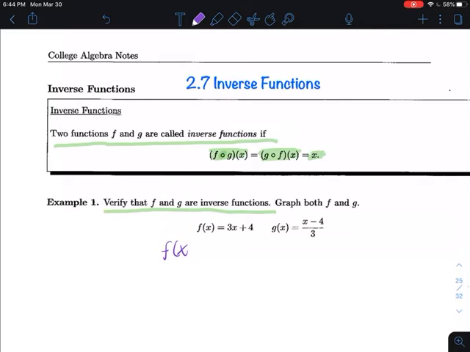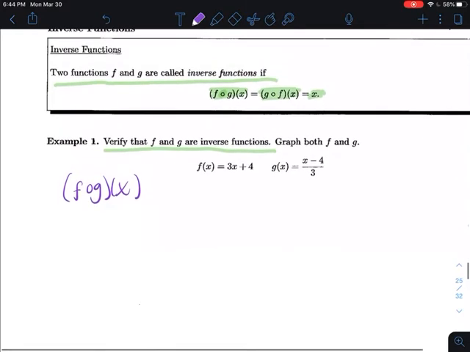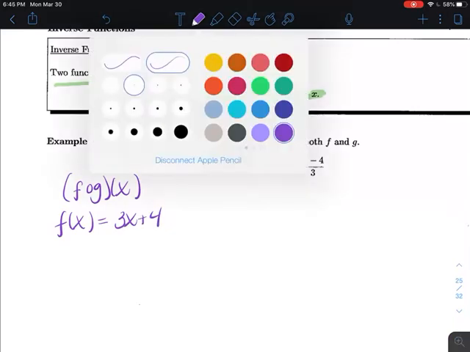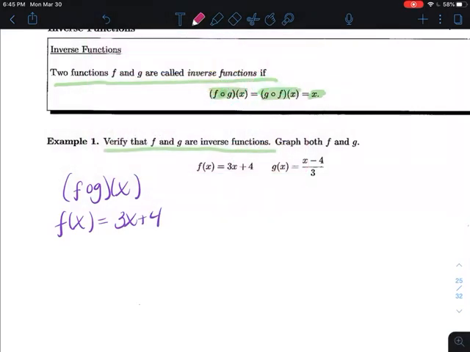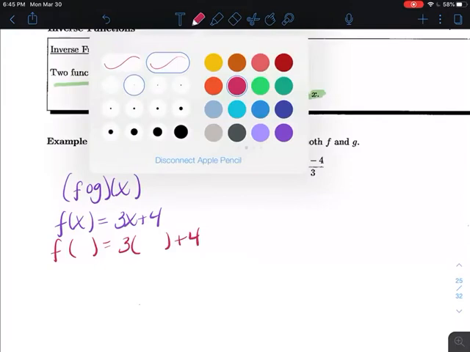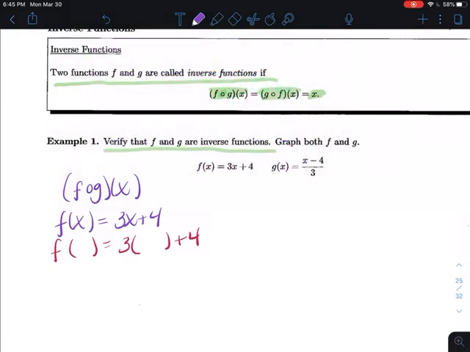So to do f of g of x, you start off with f of x. All right, so let me go over here to the side. I'm trying to find f of g of x. So since I'm trying to find f of g of x, I start with the f of x function, which is 3x plus 4. And the next step is I take x out of the picture. So replace all your x's with blank parentheses. And inside the parentheses, we're going to put g of x.